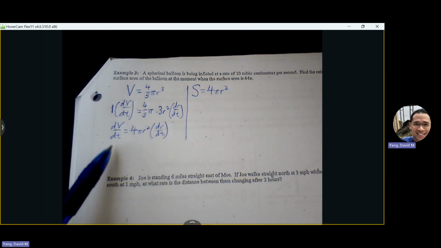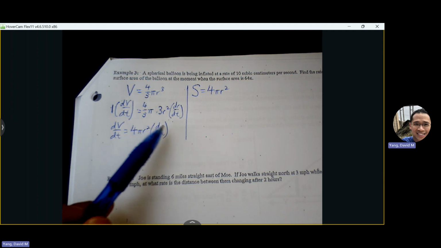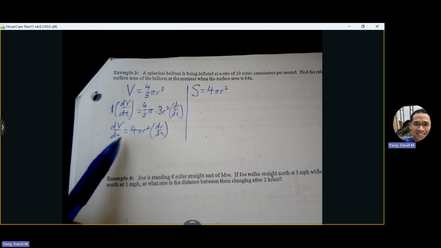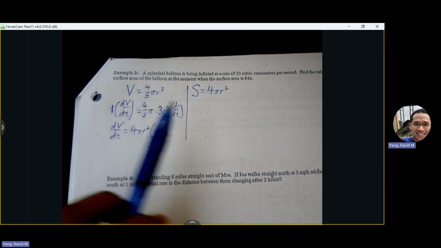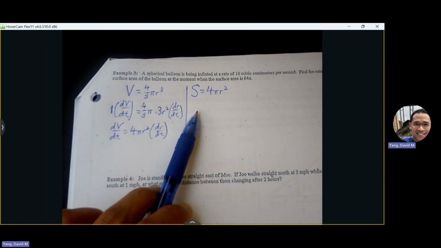So we have a variable that tells us the rate at which the volume is changing. We have a variable that indicates to us how the radius is changing. Okay, so we can stop there and move on to the other equation.